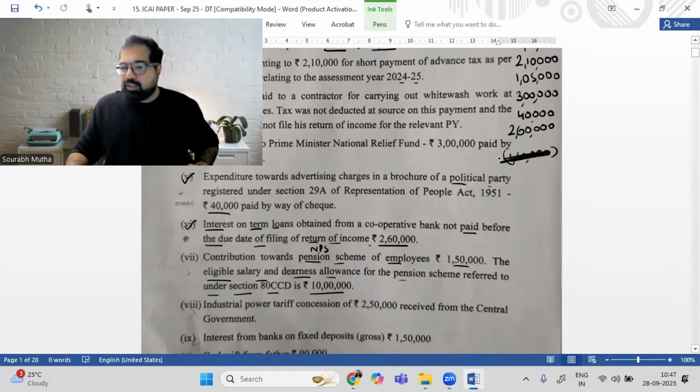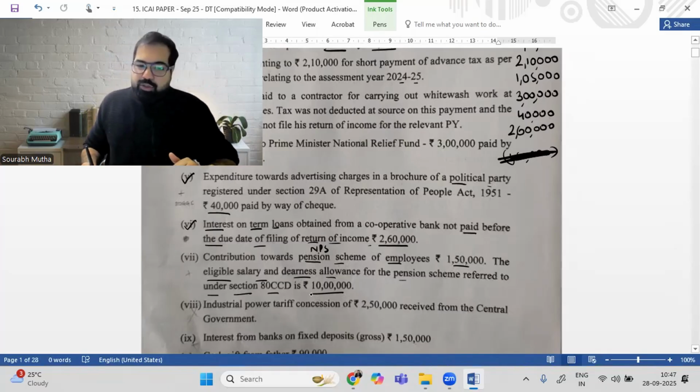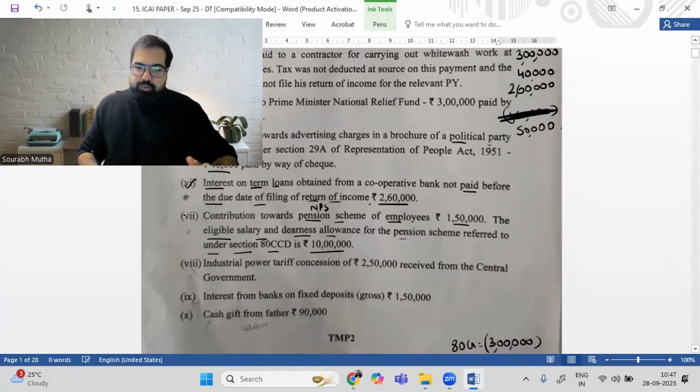I'm just cancelling this. This is already minus, but the government says you will get only up to 10% of the salary. So 10 lakh into 10% is 1 lakh. 50,000 extra you have minus, so that will be added back. Next, this one is also done.